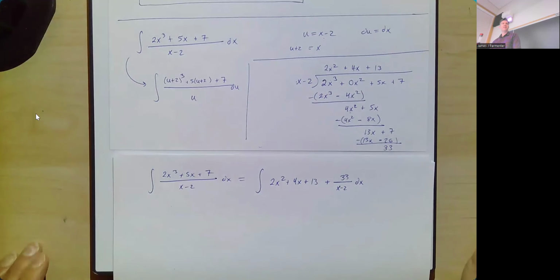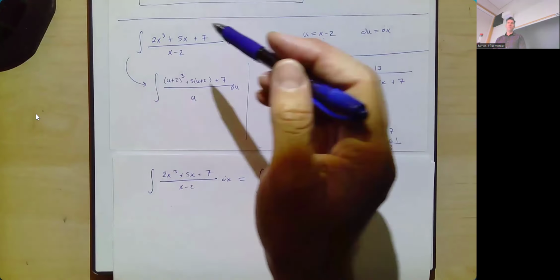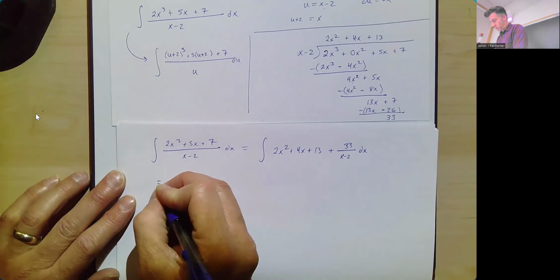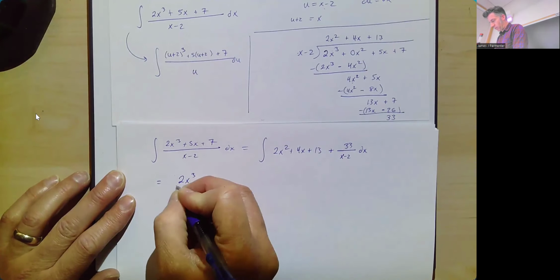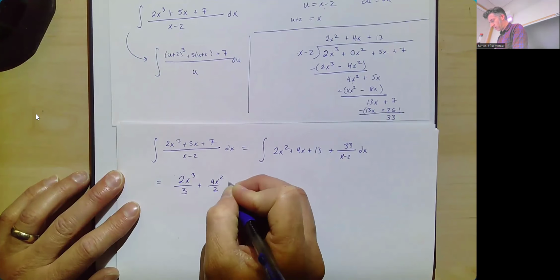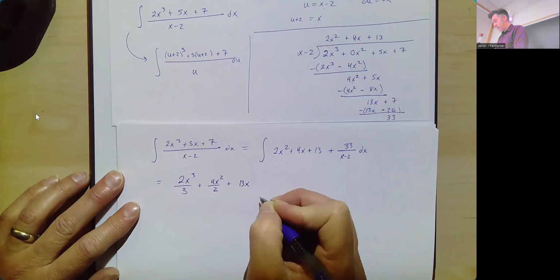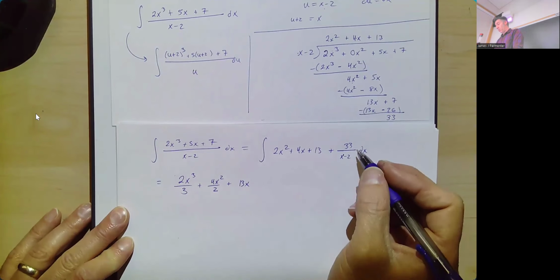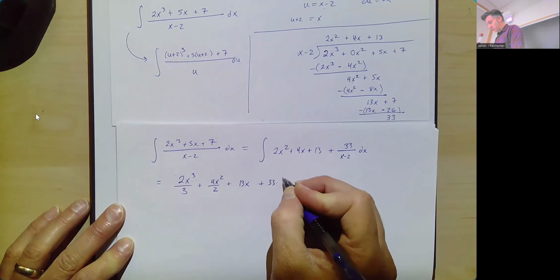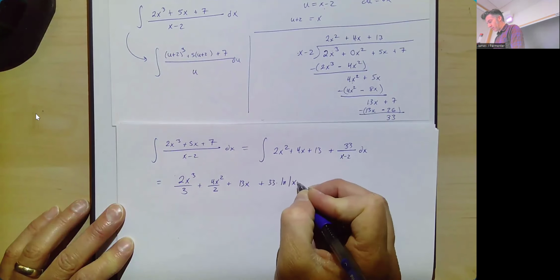And to me, that seems less terrible algebra to have to deal with. I think this division is less terrible than multiplying this all out. And then we can anti-differentiate. We're going to get 2x to the third over 3 plus 4x squared over 2 plus 13x. And then the integral of 33 times 1 over x minus 2 is 33 times the natural log of the absolute value of x minus 2.